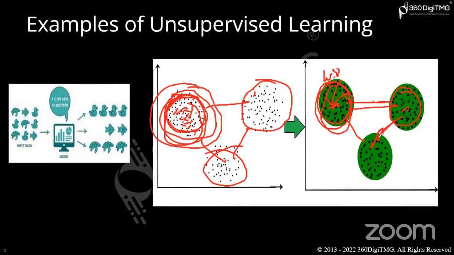When it comes to between the sum of the square, the distance between the clusters should be as high as possible. That is what that statement is saying.